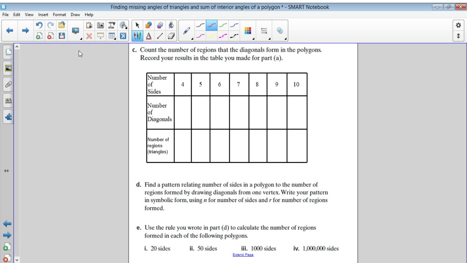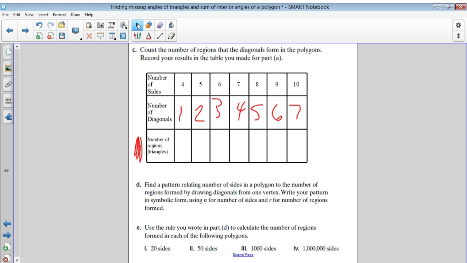Okay, now what I'm going to do is put my number of diagonals in. I'm just going to write them in. So when it was 4, we had 1, 2, 3, 4, 5, 6, 7. Now we're going to count the number of regions. So this is what we're looking at now, the number of regions or the number of triangles.